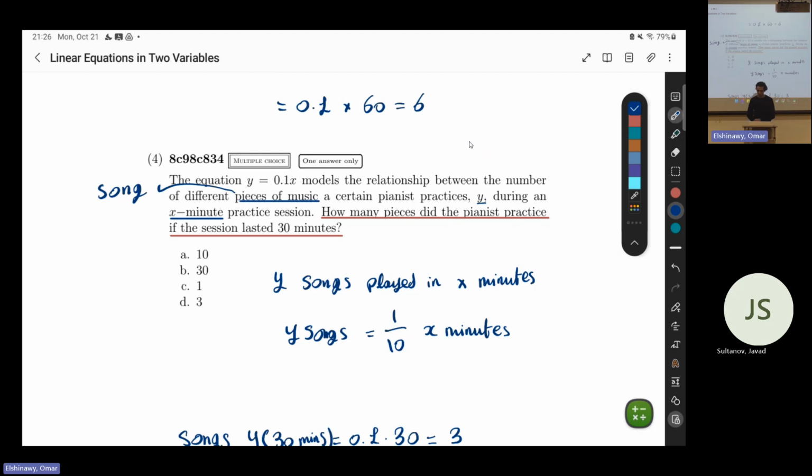Since there is like 1/10 of the time given. Yeah, I see what you mean. So you have a collective interval, you have all of the practice sessions, and then you have a number of pieces of music that are played or practiced. So if you have a 10-minute practice session, one song would be practiced.